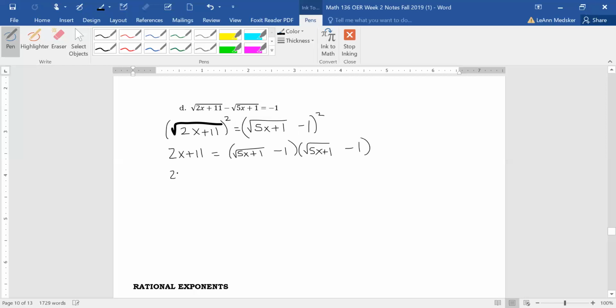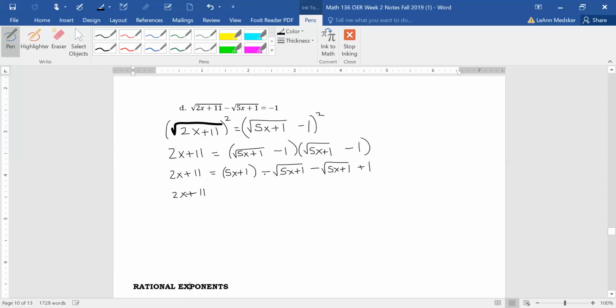So now I have 2x plus 11 equals square root times a square root would just be the inside, so that would be 5x plus 1 because it's the square root times itself. Then I'll have a minus square root of 5x plus 1, another minus a square root of 5x plus 1, and then negative 1 times negative 1 is positive 1. Okay, so we have 2x plus 11.